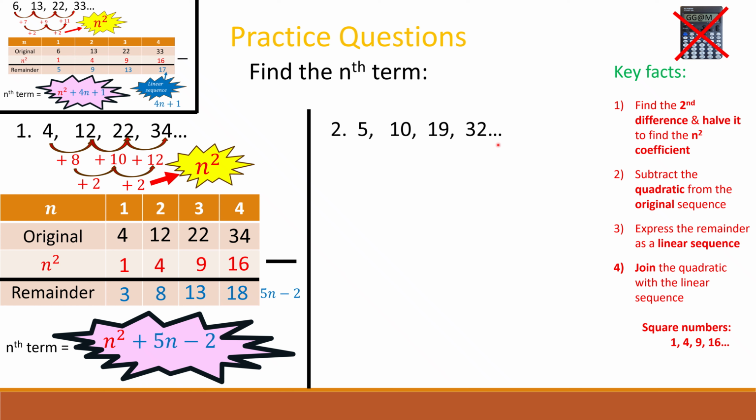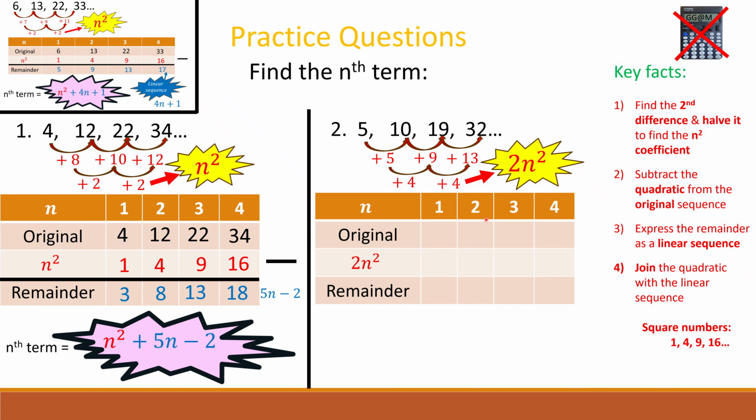Next, we're going to look at this sequence here. So we've got 5 to 10 is a difference of 5, 10 to 19 is a difference of 9, and 19 to 32 is a difference of 13. Differences are different, so we've got to look at the second differences. So 5 to 9 is 4, from 9 to 13 is 4. So the second differences are now the same. So we take the second difference, which is 4, and we halve it. Half of 4 is 2, so I've got 2 lots of n squared.